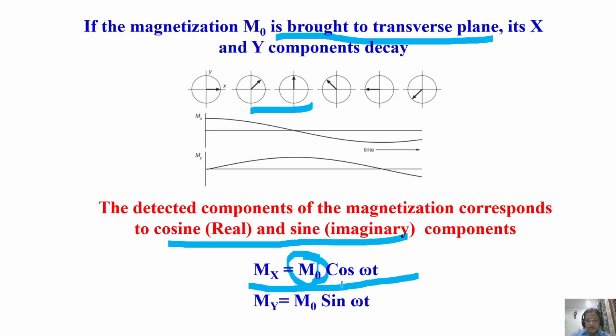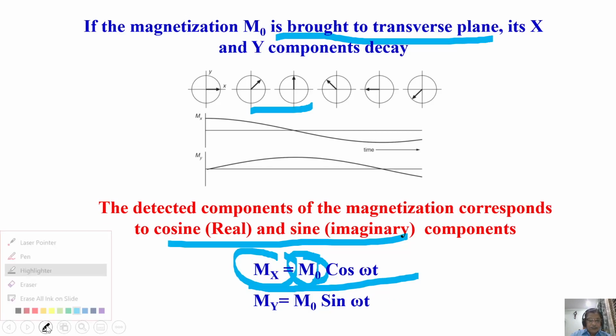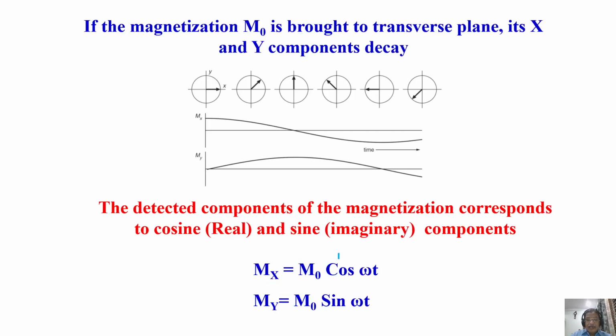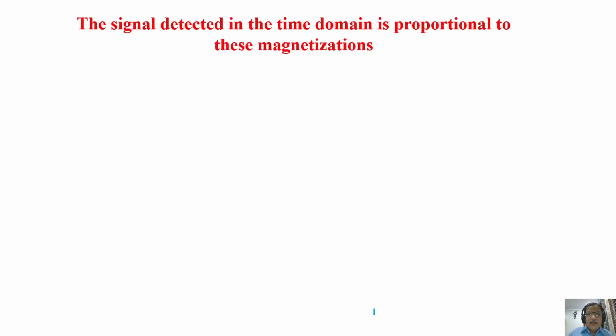Now this M naught has two components. Mx corresponds to the cosine component, which is written as M naught into cosine of omega t, where omega is the frequency. My is equal to M naught into sine of omega t. This is simple. I think you all know we can resolve this magnetization into two components. Now, the signal that is detected in the time domain is proportional to this magnetization. What is the amount of magnetization present in the x-axis or in the y-axis? That is what the signal is going to detect. This we saw earlier also.